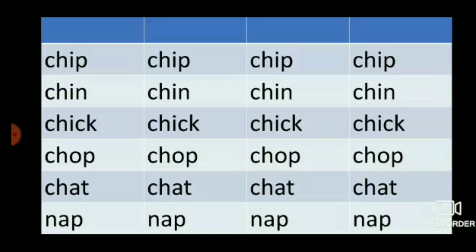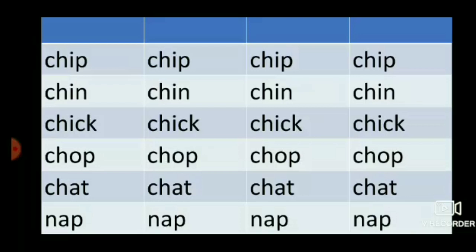Okay, your time is up. Okay, so let us read our words together. Let's start from the top. 1, 2, 3, go. Chip, chip, chip, chip.